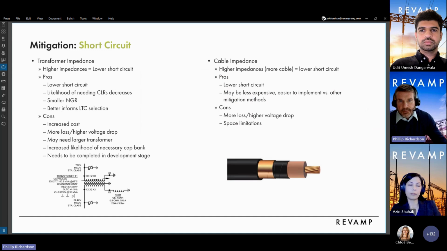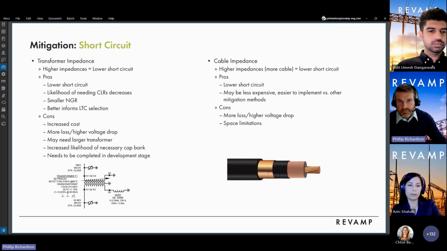Short circuit transformer impedance. Increasing the transformer impedance is another way to mitigate high fault current. Higher impedance equals lower short circuit. The pros of applying this method is that, obviously, you're going to lower your short circuit. Another pro is the likelihood of needing a CLR goes down. If you size the impedance right on the transformer, then it should take care of the short circuit issues downstream. With higher impedance, you need a smaller NGR, again reducing zero sequence fault current contribution. If you know what the impedance is, it helps to be better informed with the LTC selections.